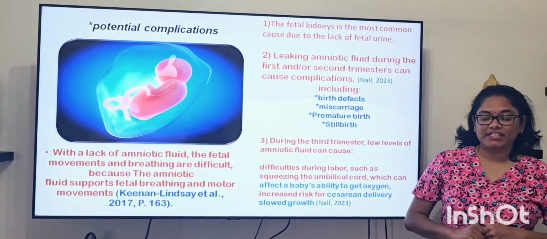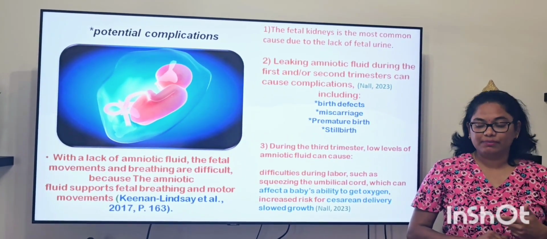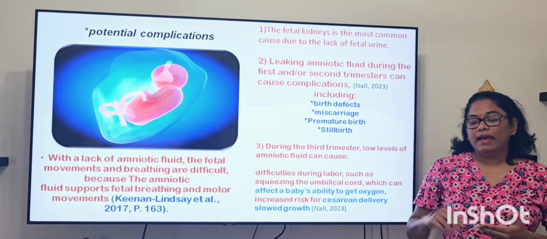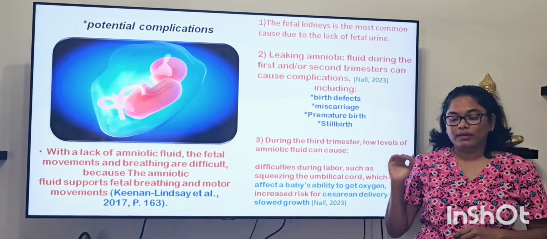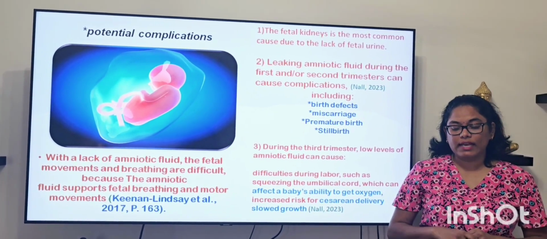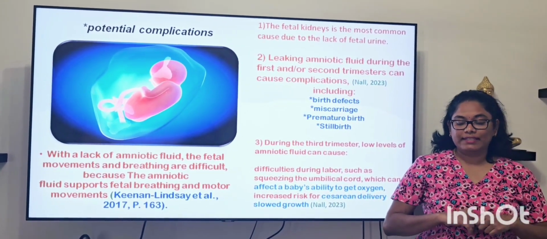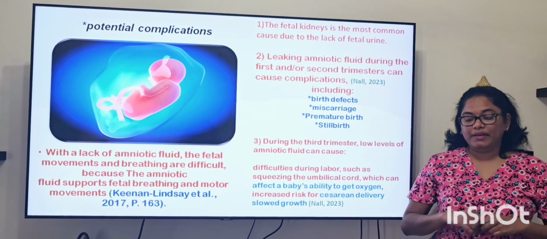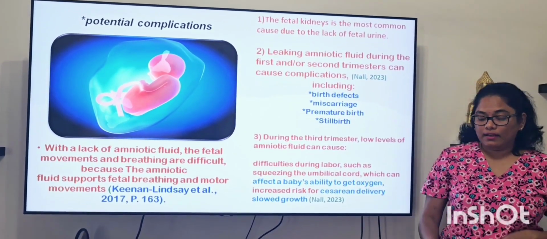What are the complications we find in the first and second trimester? Breathing defects, miscarriages, premature birth, stillbirth, according to the Healthline website. During the third trimester, a low level of amniotic fluid can cause difficulty during labor, such as squeezing of the umbilical cord, which can affect the baby's ability to get oxygen, increased risk for cesarean delivery, and slowed growth.